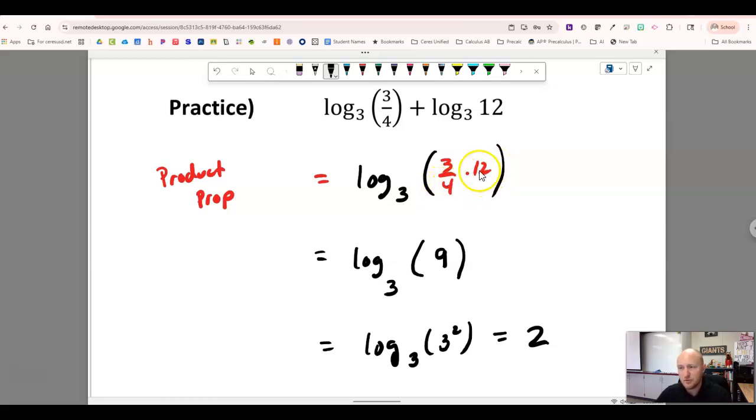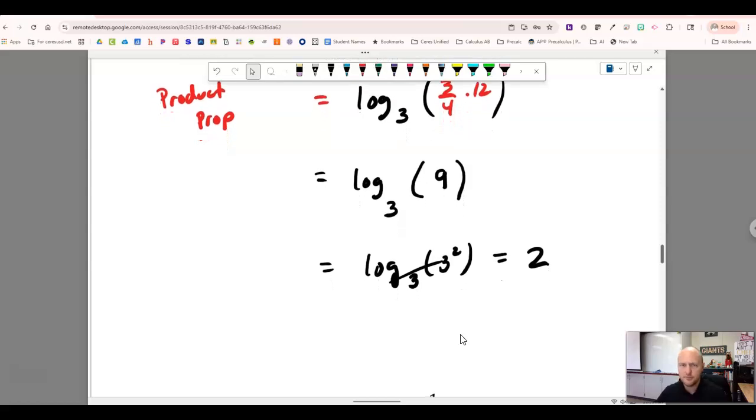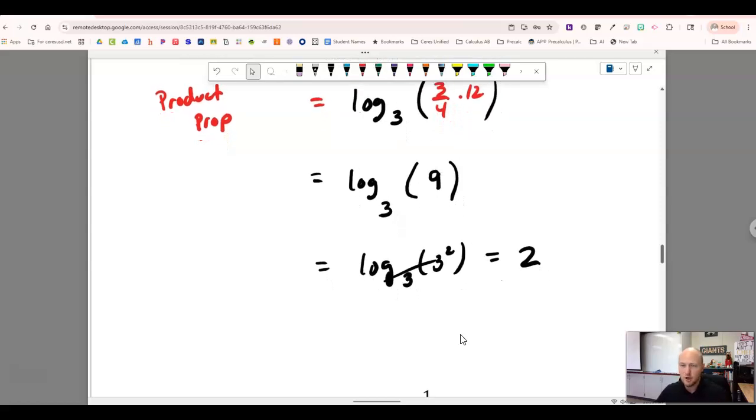That gives you 3, so you get 3 times 12 is 36 divided by 4. Anyway, you get 9 once you find that product, and I have log base 3 of 9. Hey, 9 is 3 squared, so I can rewrite this. This is a definition-based property. These cancel, and you get your answer, 2. Did you get it? Hopefully you did.